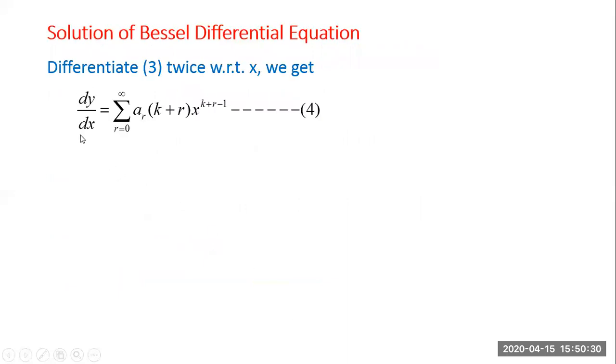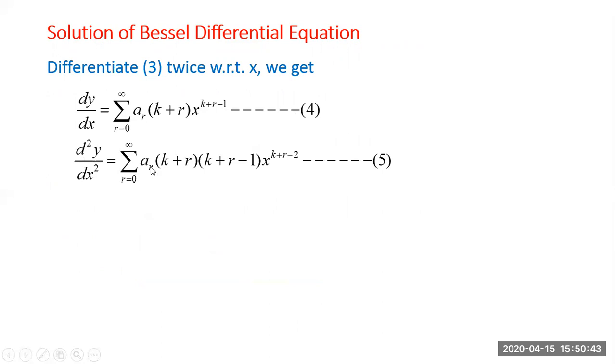So I get dy by dx as summation ar (k plus r) into x power k plus r minus 1, where r takes the value from 0 to infinity. Let me call it number 4. And the second derivative is ar into (k plus r) into (k plus r minus 1) into x to the power k plus r minus 2. Let me call it number 5.